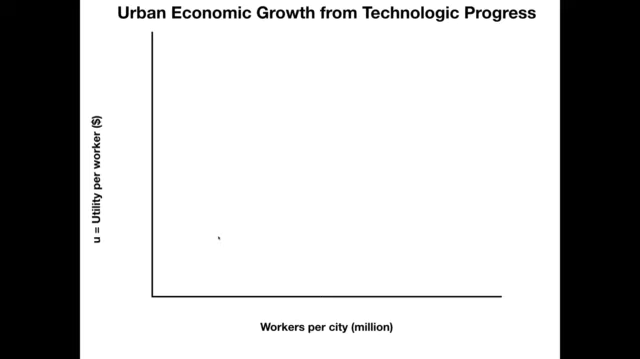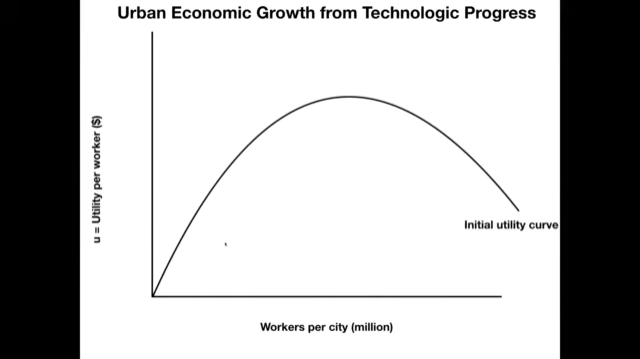So we're going to take a look at a city, what their initial utility per worker curve looks like as it relates to the number of workers in the city prior to innovation. So this is our initial starting point of that utility curve, which measures the utility per worker as it relates to the population of workers in a particular city.